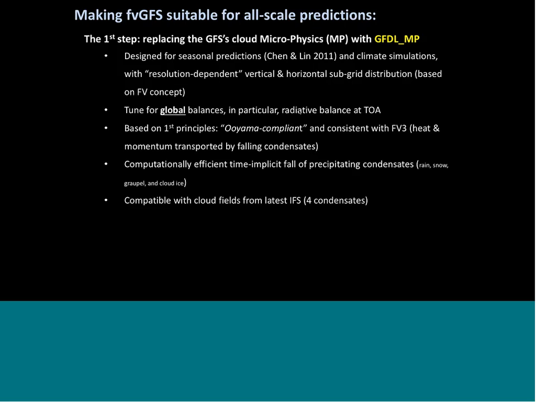The first thing we try to do is replace their Carl Michael physics with the GFDL Carl Michael physics, which has six categories. This is very similar to the traditional one used in WRF. However, I believe it's a little more consistent thermodynamically. This GFDL Michael physics was designed for seasonal prediction. We published a paper in 2011 on seasonal hurricane prediction, and it is also used for climate simulation.